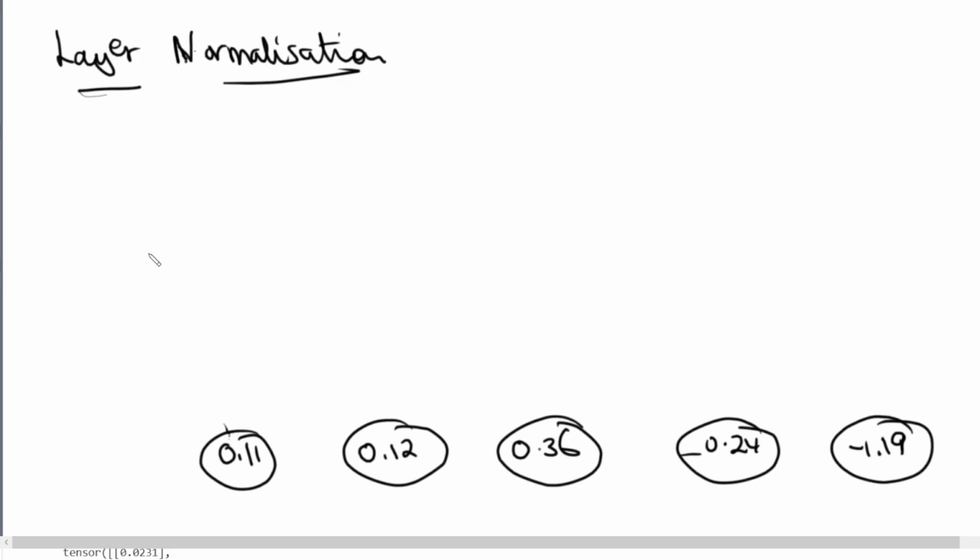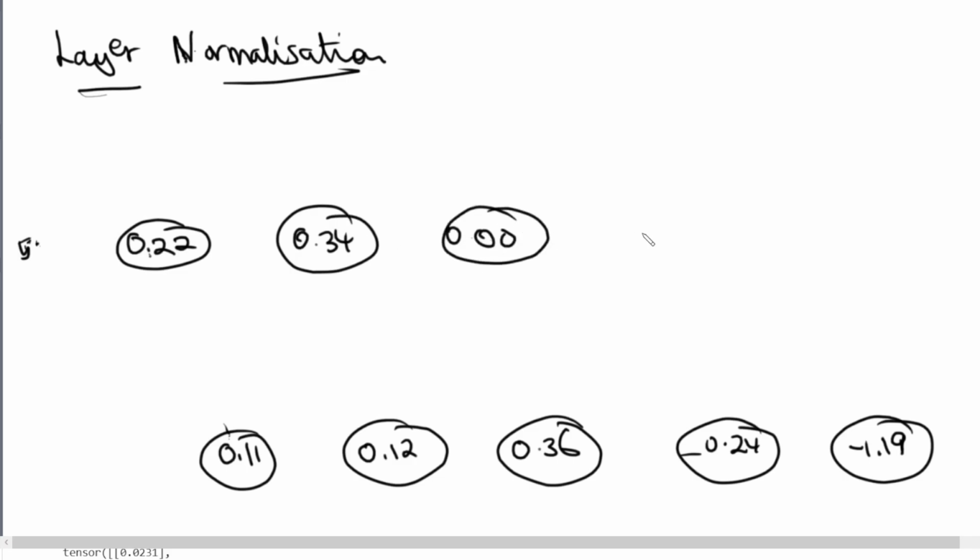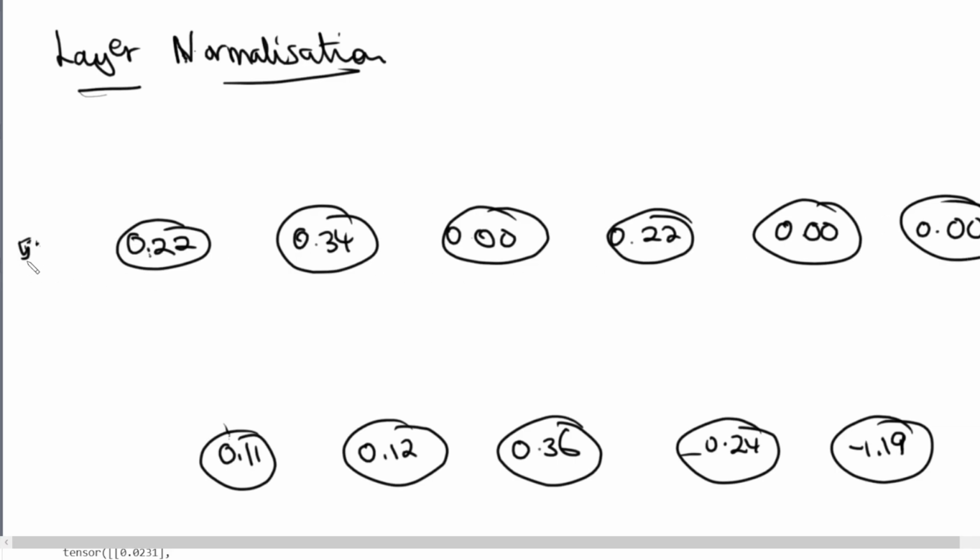When it goes through, imagine now these are the outputs. This is the layer, a layer with, let's just say, 6 nodes: 0.22, 0.34, 0.00, 0.22, 0.00, and then 0.00. When you look at these, the mean is 0.13, and the variance for these outputs is 0.39.